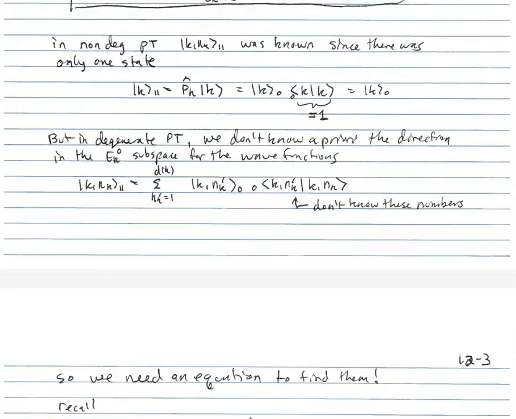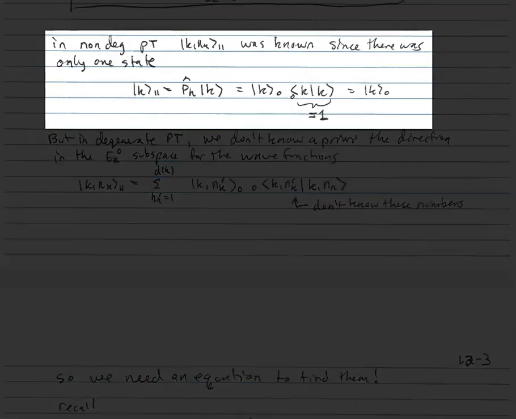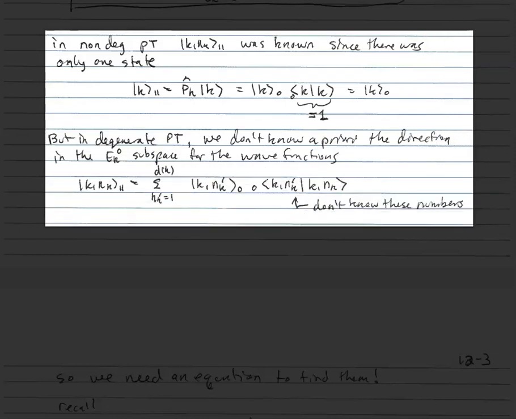In non-degenerate perturbation theory, that state was known because there was only one state, so it had to be the state |k,nk⟩∥. But in degenerate perturbation theory, we actually don't know what it is, because if you look at operating Pk onto the state |k⟩, I can write that as |k0⟩⟨k0|k⟩, which we set equal to 1, and that's just equal to |k0⟩. That's the non-degenerate case.